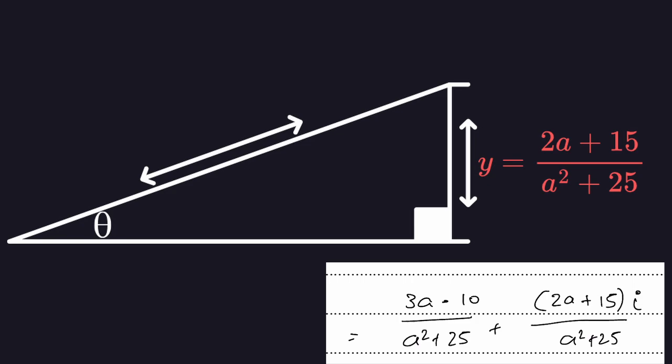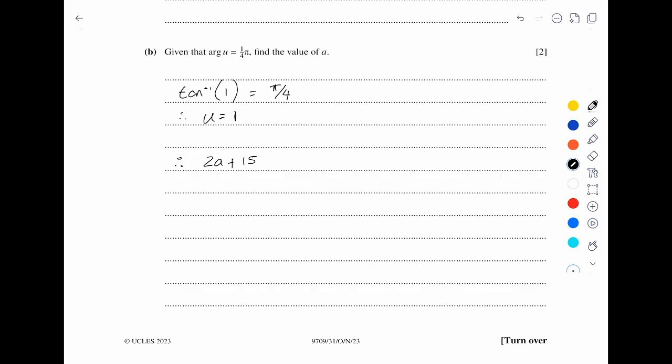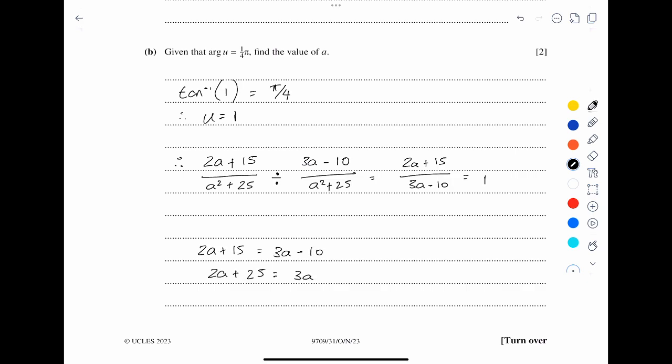Since we have y is equal to 2a plus 15 over a squared plus 25, opposite, and x equals 3a minus 10 over a squared plus 25, adjacent, it follows then that 2a plus 15 over a squared plus 25 divided by 3a minus 10 over a squared plus 25 must equal 1. And so therefore we get an equation, and you can see that this becomes a equals 25.